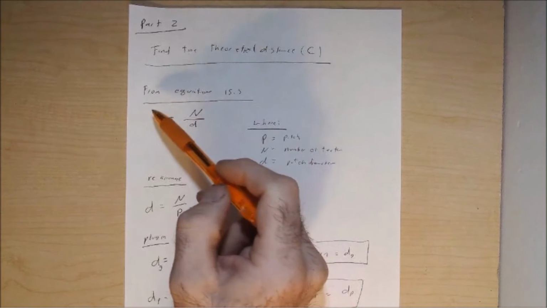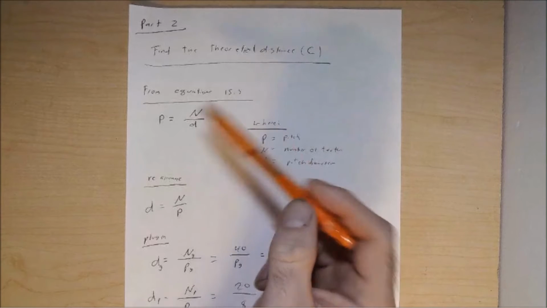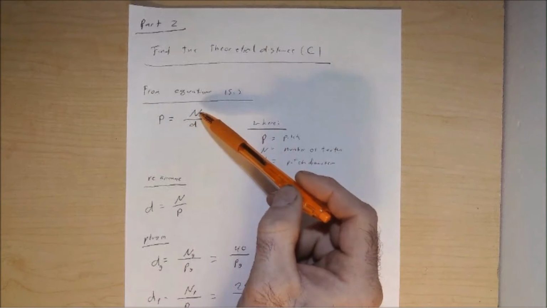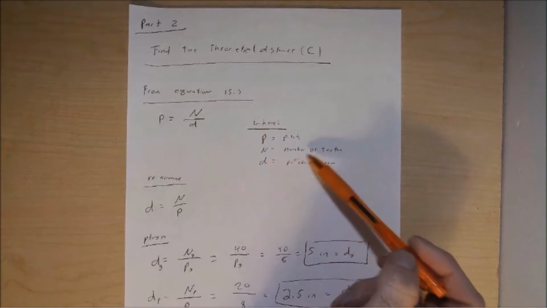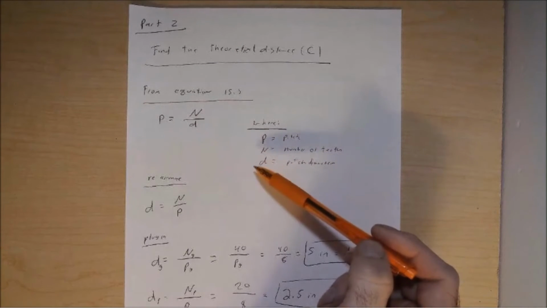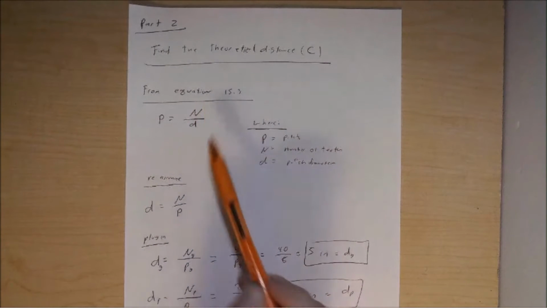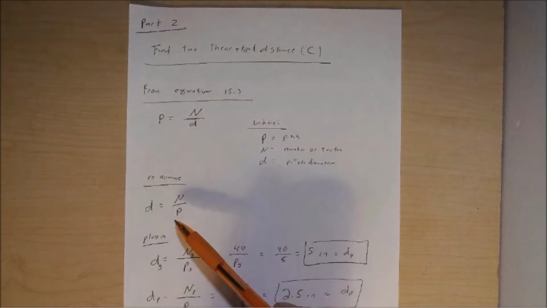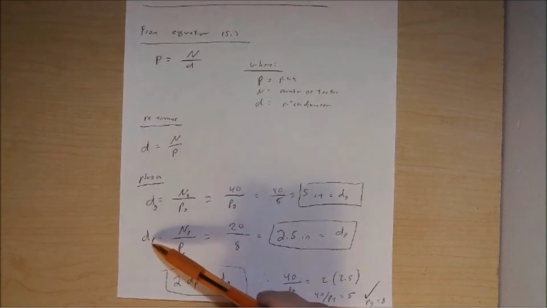So where we can go to look for our diameter is equation 15.3 in our textbook. This gives us that P is equal to, and this is capital P, N over D, where P is the pitch, N is the number of teeth, and D is the pitch diameter right there. So D is what we're looking for. In order to solve for this, we can rearrange equation 15.3. So D is equal to N over P, the number of teeth divided by our pitch that's given to us. Then we want to do this for both the gear and the pinion.